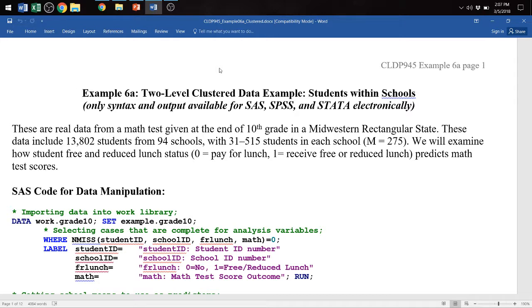So I am using data from 13,802 students from 94 schools, somewhere between 31 and 515 students in each school with an average of 275. I deliberately made it so that no schools in this sample had fewer than 30 students. I did that just because I was going to be using student level information at the aggregate to represent school level information. That's just an arbitrary choice that I made.